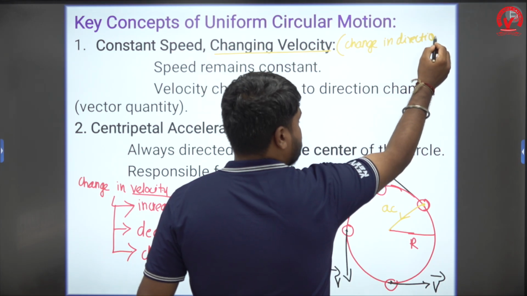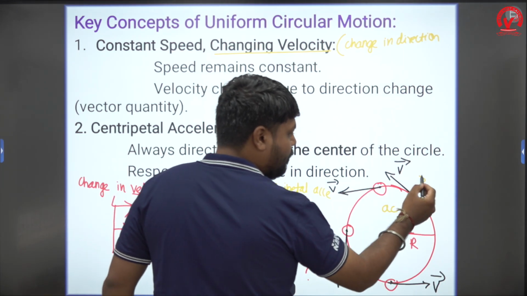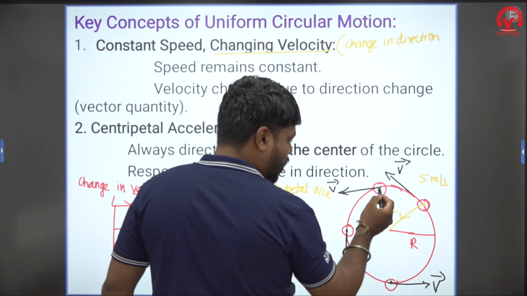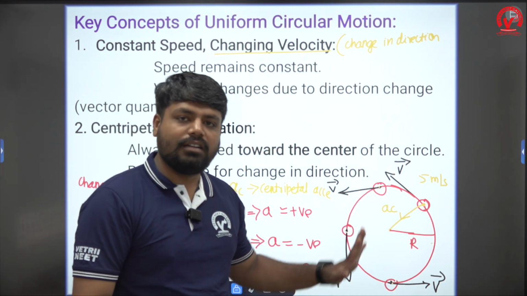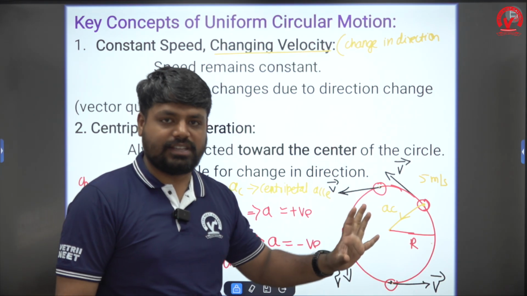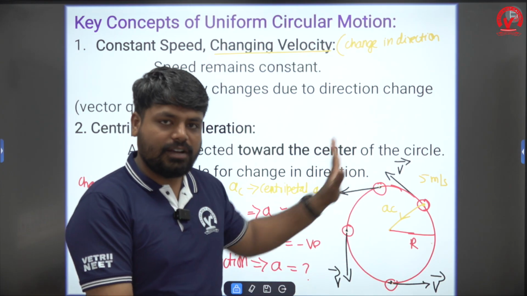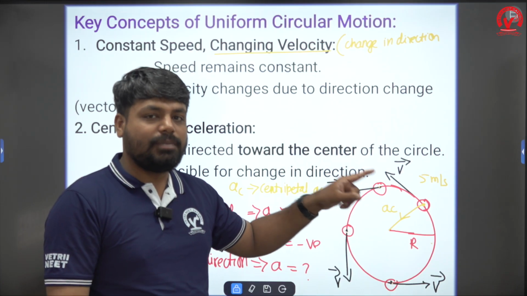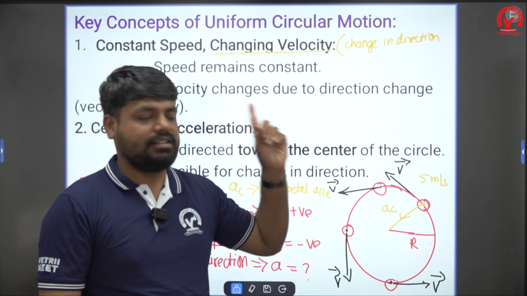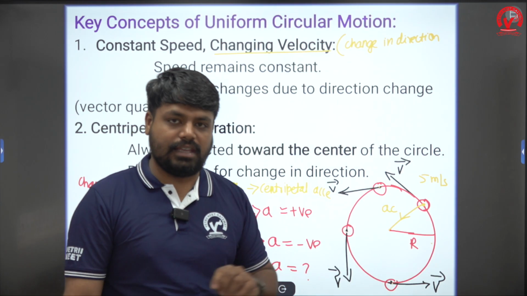What is speed? Speed means the body is revolving at 5 meter per second. At all the points, its speed is 5 meter per second only, or it can be 10. The speed, the numerical value, is constant. For example, 5 meter per second, or 10 or 20. But speed is constant, while its velocity is not constant. At every point, its velocity is changing.